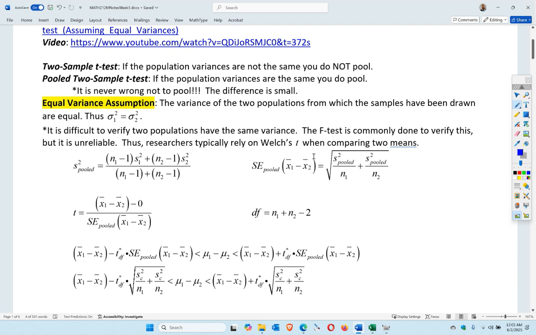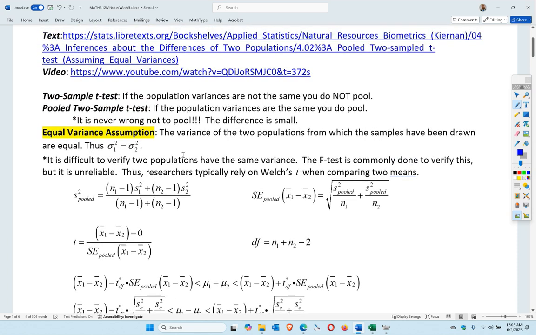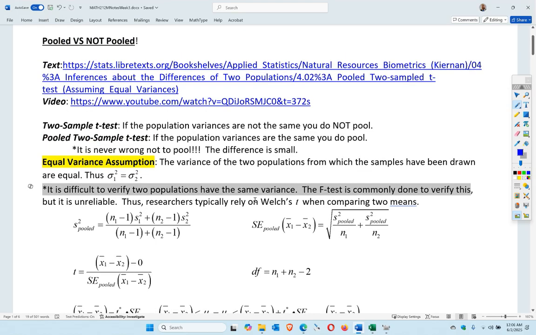proportions. We're not going to pool for means because it basically comes down to this: if you have equal variances, then you want to pool them together. But it's very difficult to verify that the two populations have the same variance. You have to do an F test, which we'll go through later on next week. But it's unreliable for this, so typically you stick to the Welch test for T.